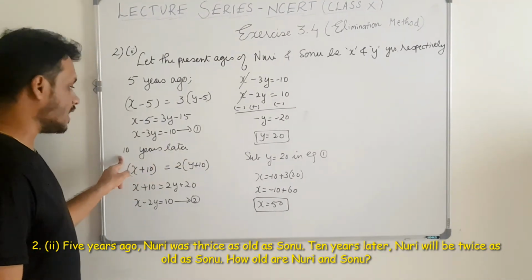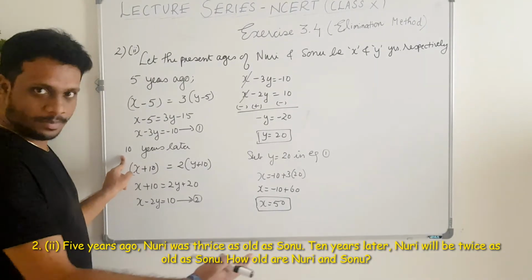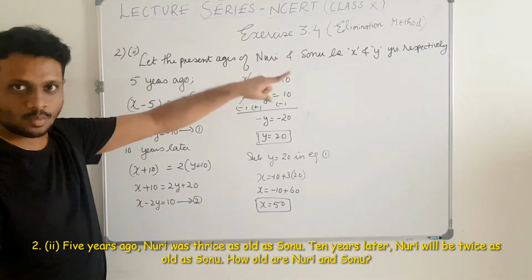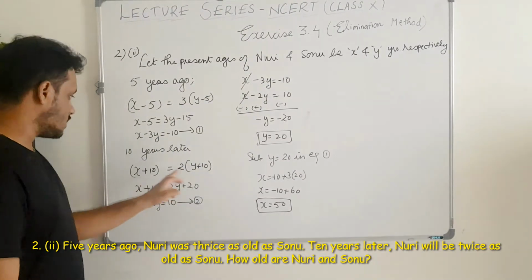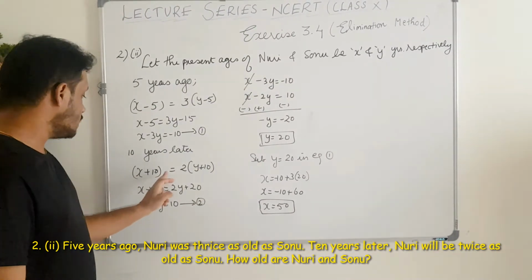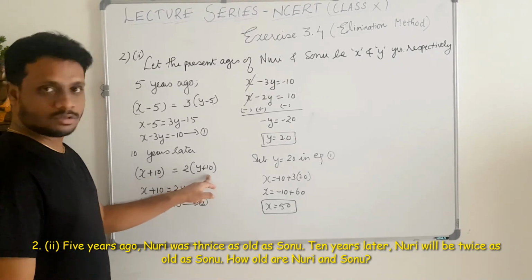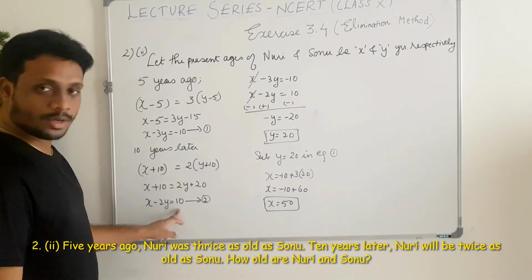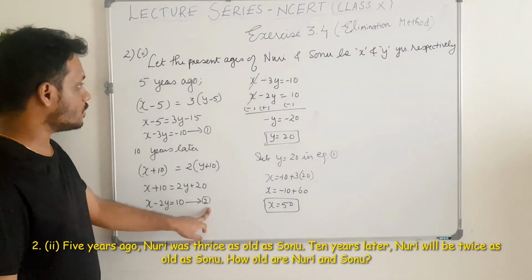Then a condition is given 10 years later. That means 10 years from now, I am taking it as x plus 10 and y plus 10, because the present age is x and y. And the relationship is Nuri would be 2 times the age of Sonu. When I simplify this equation, I get x minus 2y equal to 10. This is my second equation. Now I have two equations.